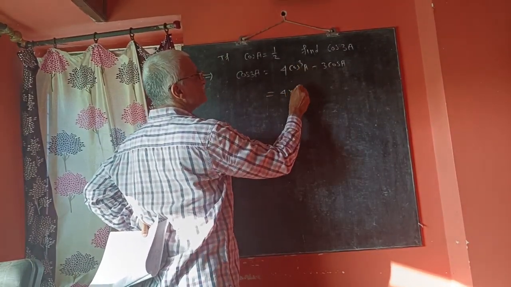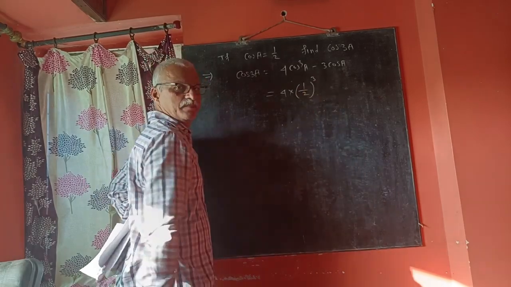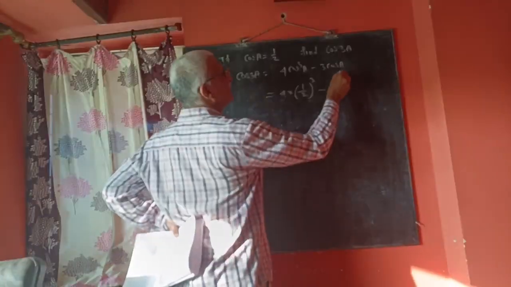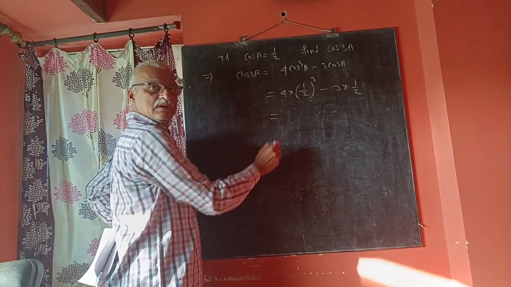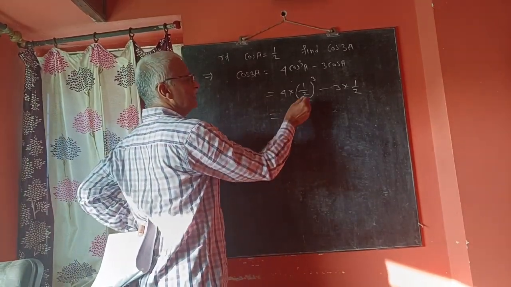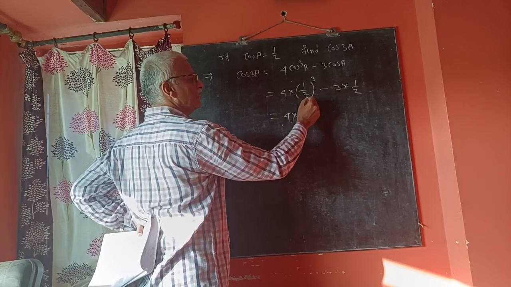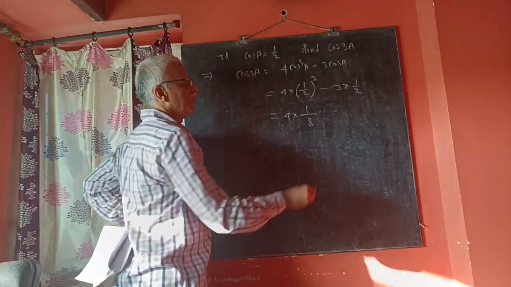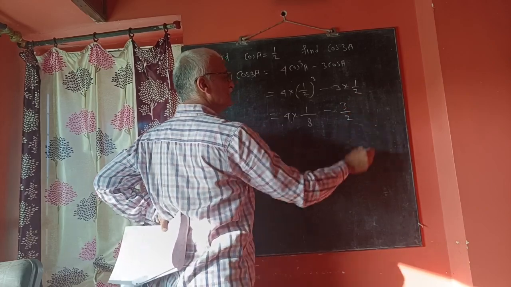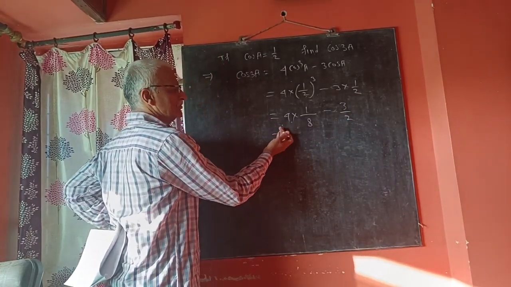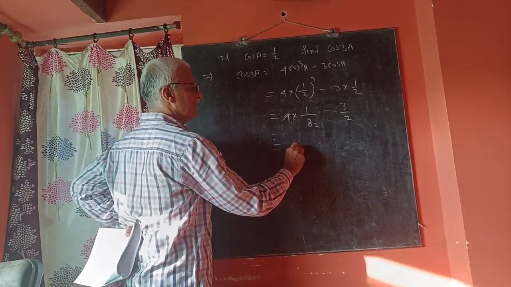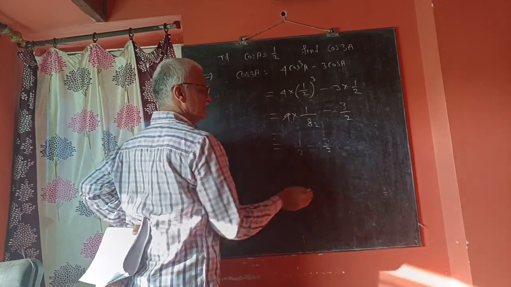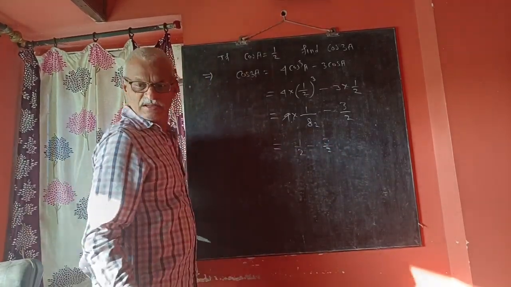Let us substitute the values. This equals 4 into cos cube A, that means (1 by 2) the cube, minus 3 into cos A, and cos A is again 1 by 2. So 4 into (1 by 2) the cube, that means 1 upon 2 cube is 8, minus 3 by 2, equals 4 by 8, so you get half minus 3 by 2, 1 by 2 minus 3 by 2.